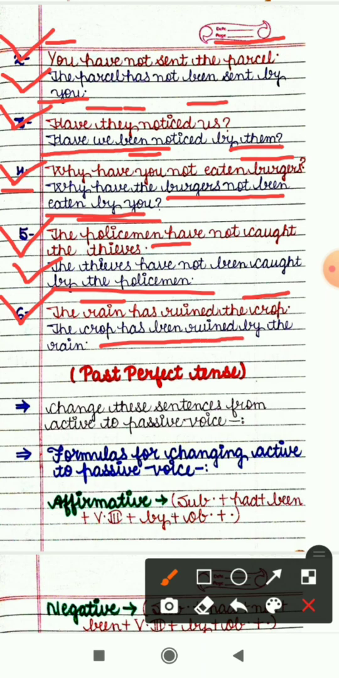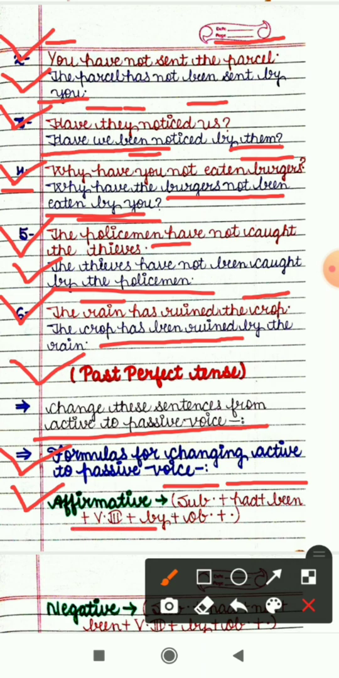Now let's see the next tense, that is past perfect tense. So the heading is change these sentences from active to passive voice and the sentences are related to past perfect tense. So first of all, let's have a look at the formulas for changing active to passive voice of past perfect tense. First formula is of affirmative sentences. So first of all, new subject, then had, then been, then verb third form, then by, object, and in the last full stop.